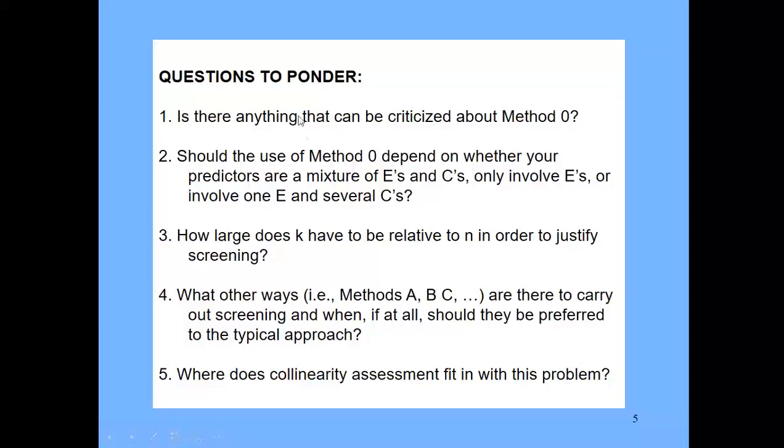I'm going to talk a little bit about all of them right now. Is there anything that we can criticize in screening? Yes, there is something, okay? And it does depend upon this. The answer to question 2, should they use it, is yes, okay? And what other ways, that's what I want to talk about.